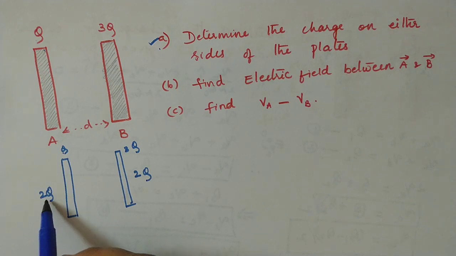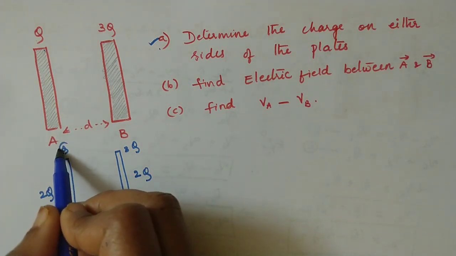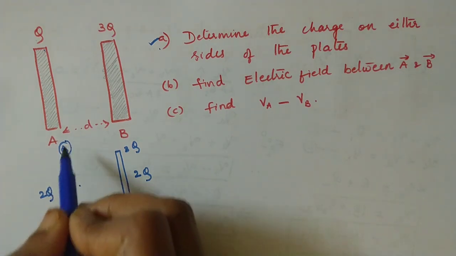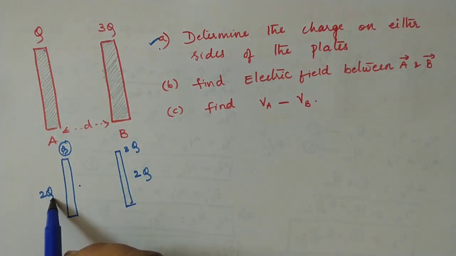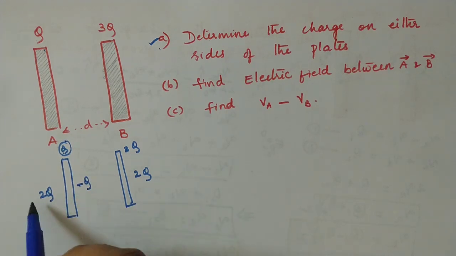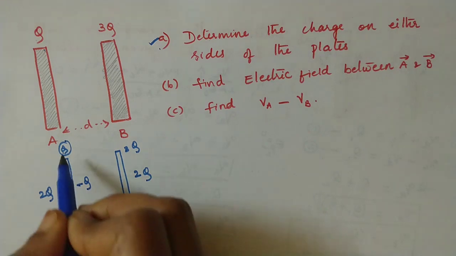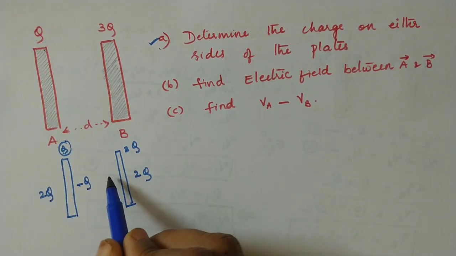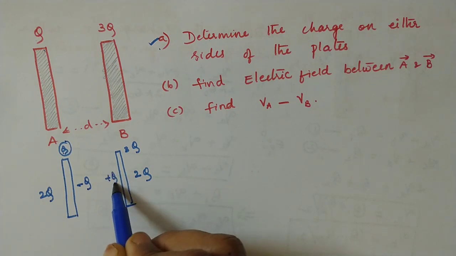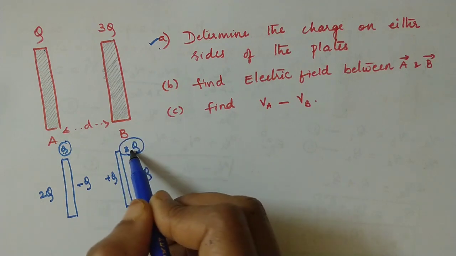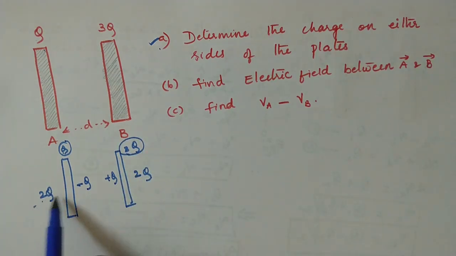If this is 2Q, the total charge on the plate is Q. The sum of these two charges should be equal to Q. So if this is 2Q, here the charge should be minus Q. I repeat, plus 2Q minus Q should be equal to the charge on the plate A, which is Q. If this is minus Q, what will the charge here be? Plus Q. You can check: plus Q plus 2Q. Are you getting the answer as 3Q? So this is how charge is distributed on either sides.